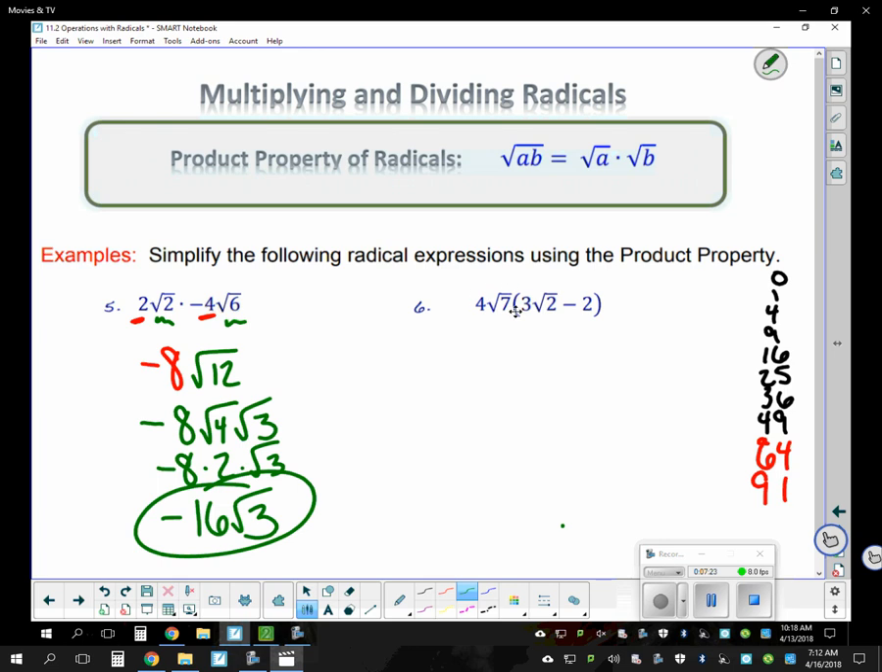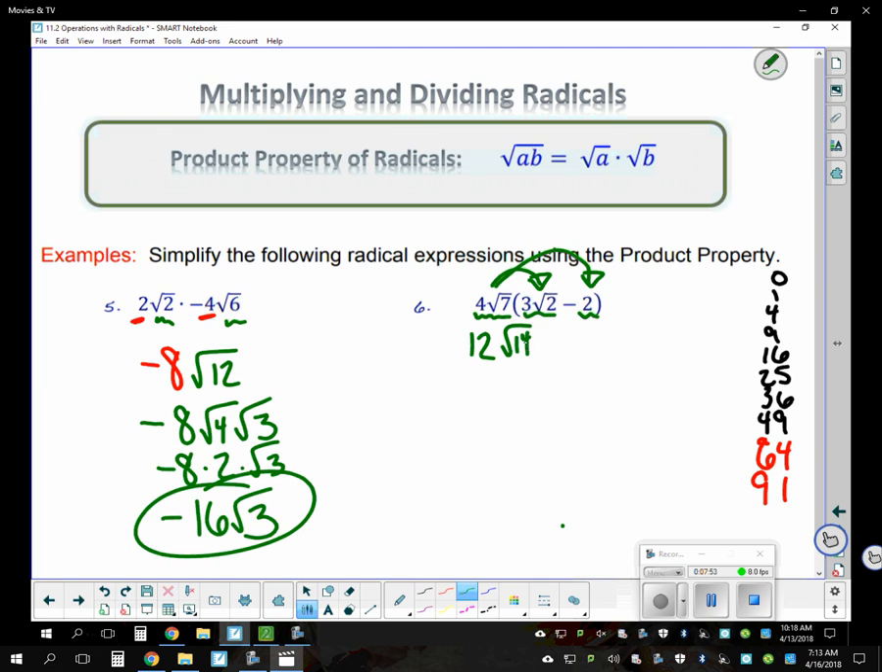Simple as that. Now this one you should recognize as distributive property. There are two things inside the parentheses, two terms. Terms are separated by plus and minuses. So 3 square root of 2, that's all one term. So you're only going to distribute that one time. Sometimes students will think those are two different terms. They're not. 3 square root of 2 is all one term. It's multiplication, one term. So 4 times 3 gives you 12. Square root of 7 times square root of 2, square root of 14.